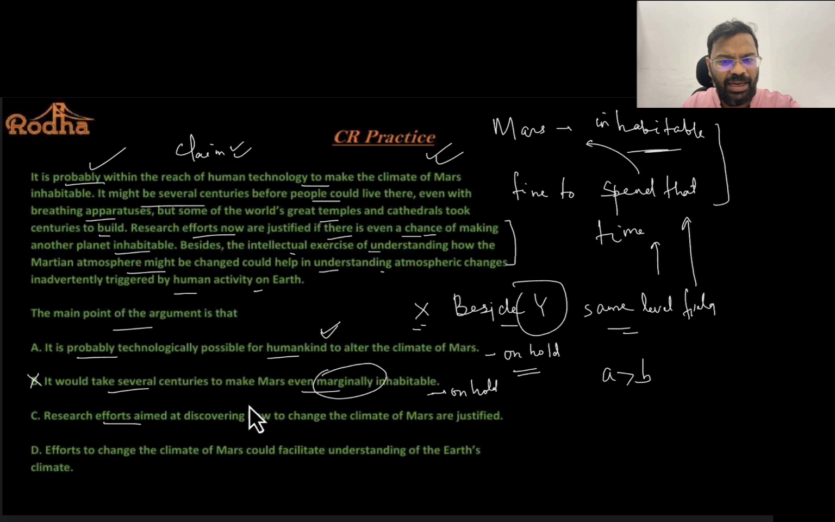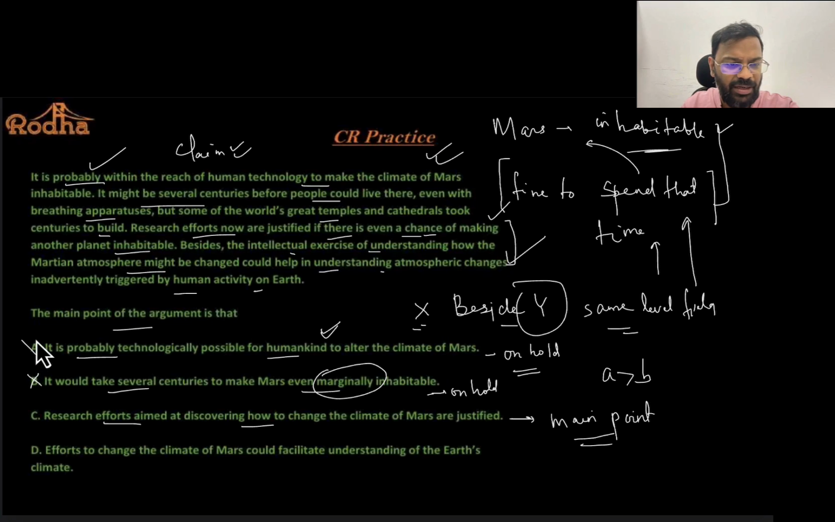Research efforts aimed at discovering how to change the climate of Mars are justified by this and this. And this looks very, very paraphrased to what we are doing. Look at this: and climate of Mars to be inhabitable. Very, very strongly the main point. It looks like a mix of conclusion as well, but I told you, the conclusions are justified here. And when I am putting this as the main point, I can eliminate option A, and my new on hold option is option C.